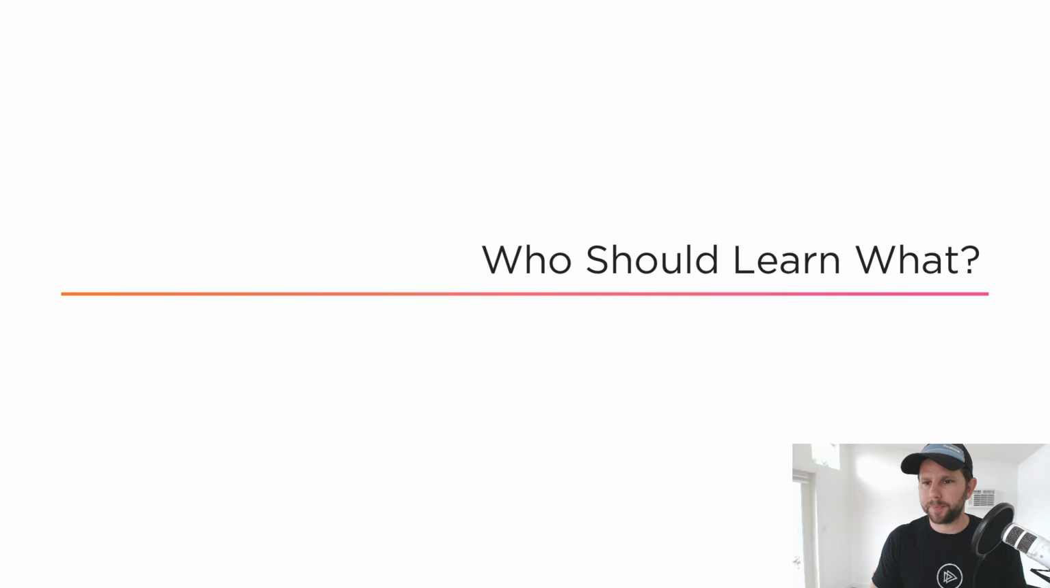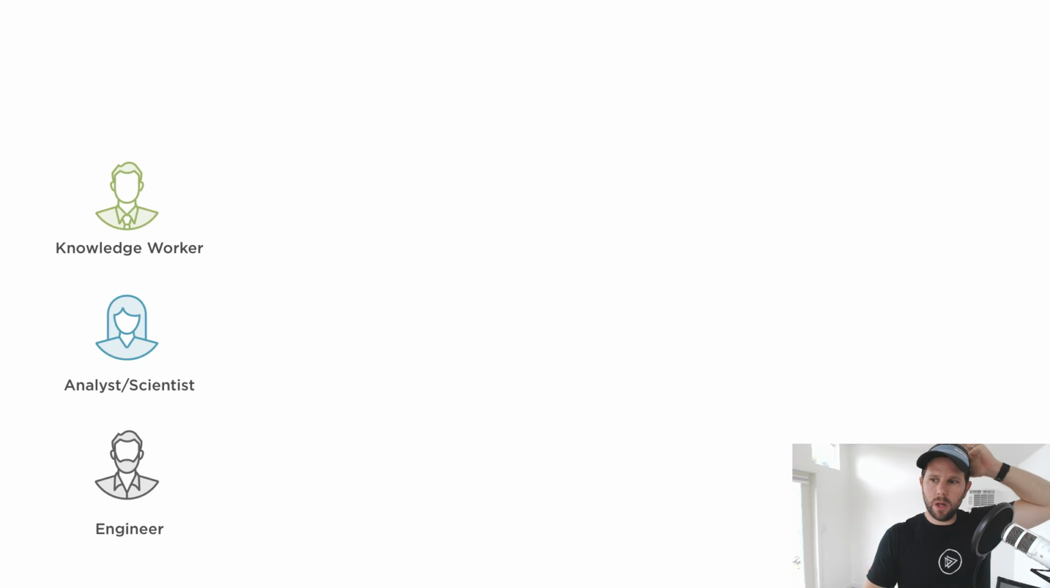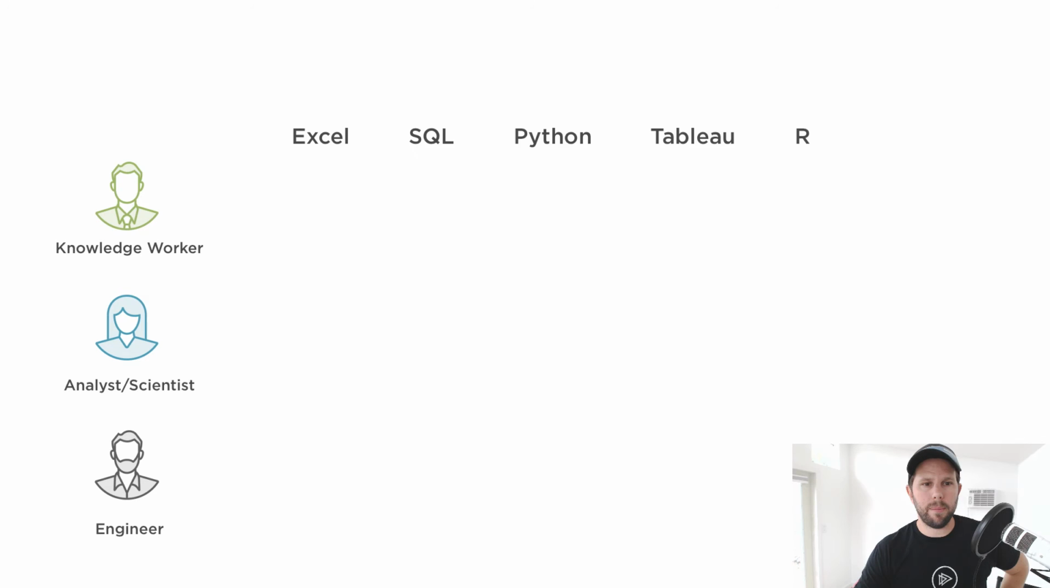Okay, so on to the next one. Who should learn what? Well, on the left here, I'm just going to put up our knowledge worker, our analyst and scientist, and our engineer. And then on top, I'll put our programming languages. So the first one is Excel. So the knowledge worker obviously needs to know that. In fact, they're probably the most familiar with it, and they probably try to do everything in Excel.